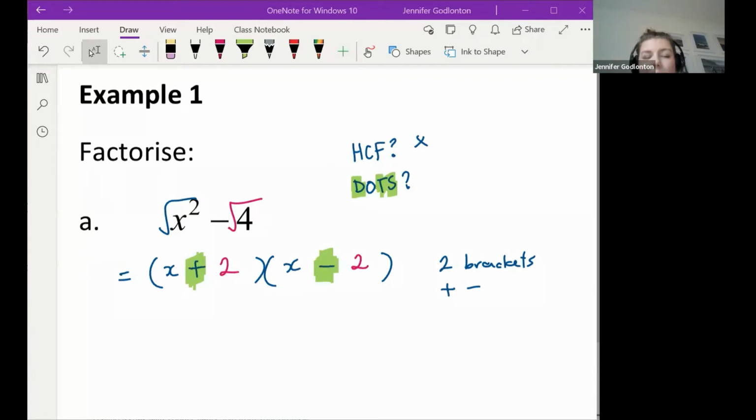Hello, ma'am. Ma'am, it was the same answer, but I wrote it. My answer was x plus 2 bracket x minus 2. It is the same answer then. Yes, that's exactly the same as what's on the screen. Okay.